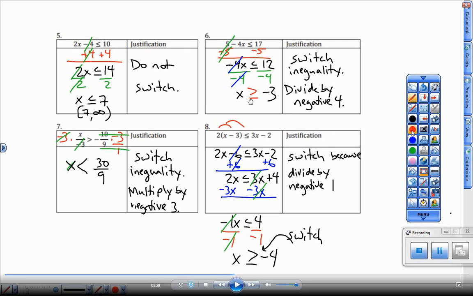So again, this on a number line would be a solid circle on -3, solid circle because of that, to the right, arrow to the right. More than -3 is to the right on the number line. This would be a solid circle on -4. To the right is more than -4. And then again, interval notation would be square bracket -4 to infinity rounded bracket.